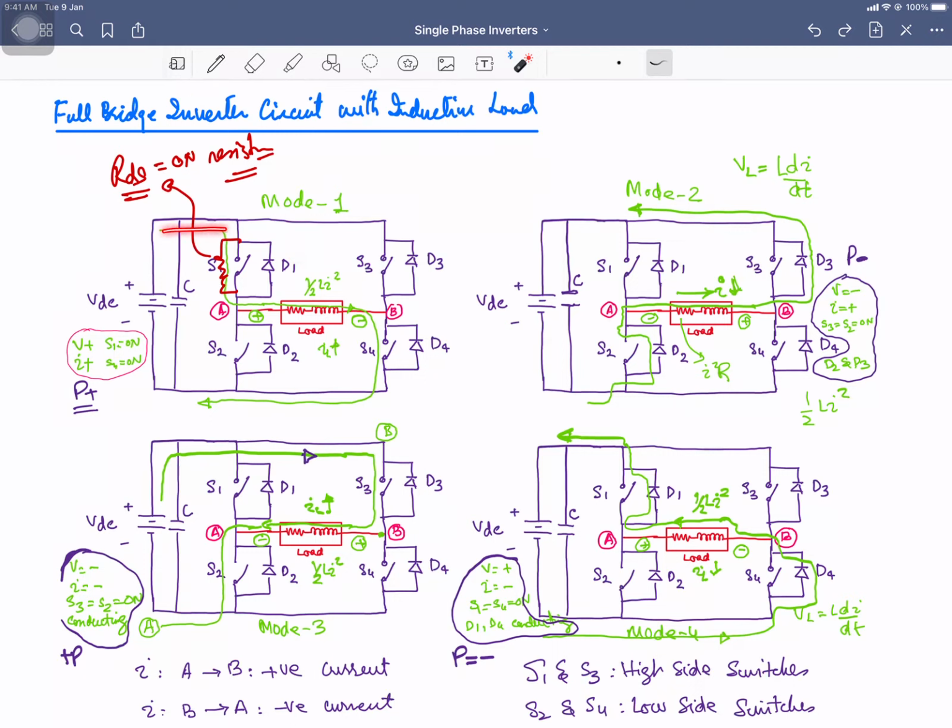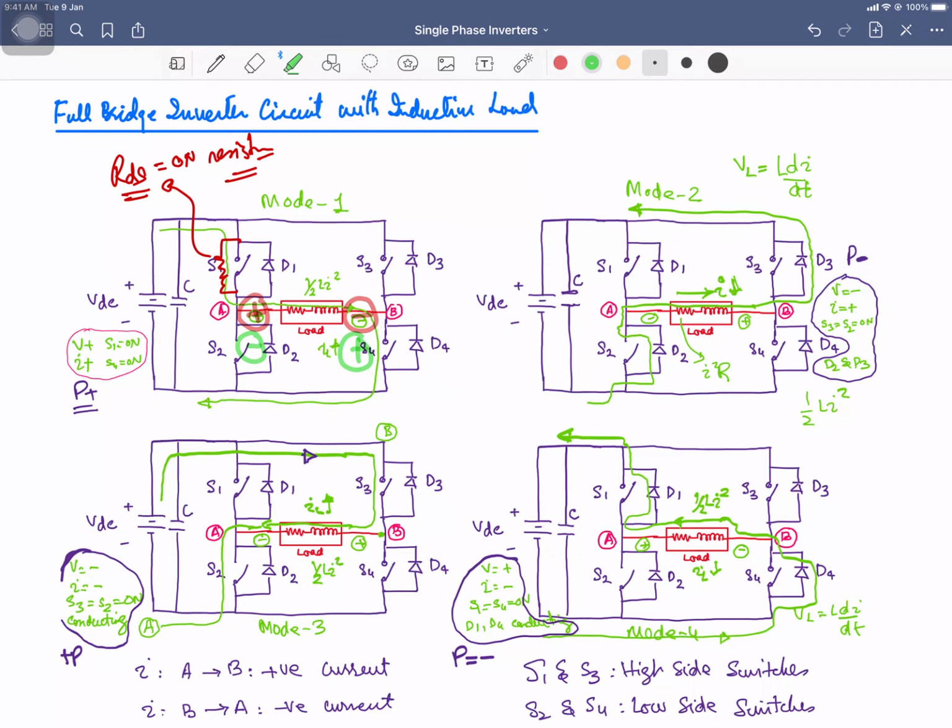In the case when your switch S1 and S4 are on, your inductor is going to act as the load and storing the energy, and the energy stored is half Li square, right. So when you are going to turn off S1 and S4, what is going to happen? Before the turning off, this point is positive and this point is negative, but once you turn these switches off, the inductor will apply the opposite polarity. This point will become positive and this is going to become negative.